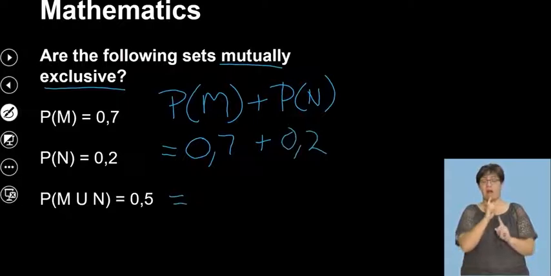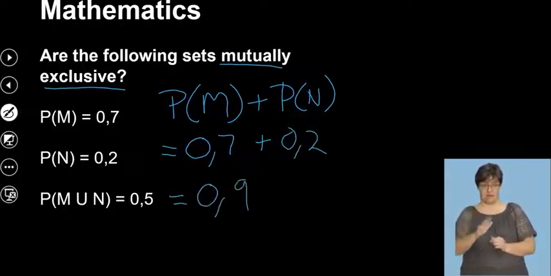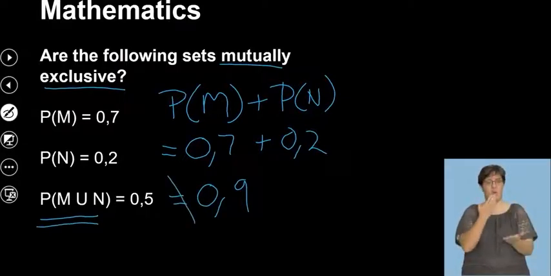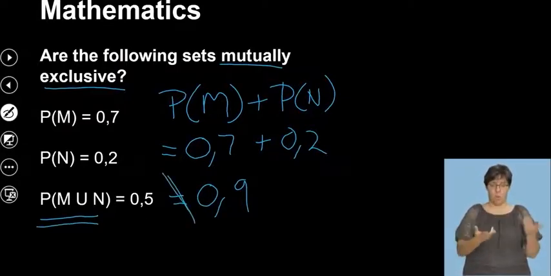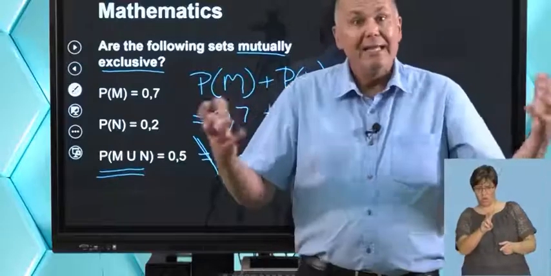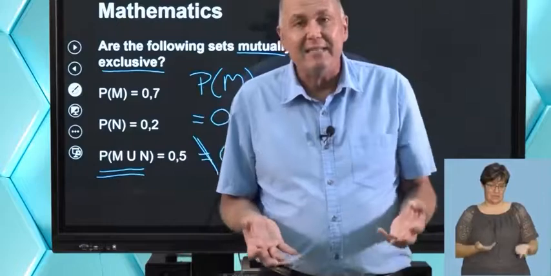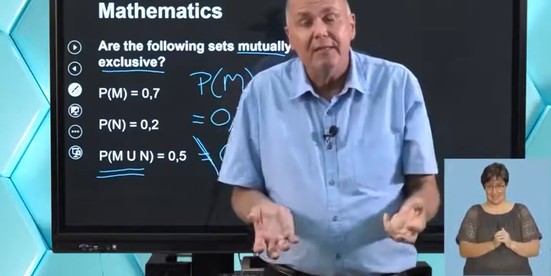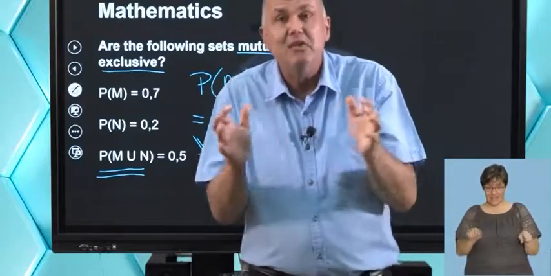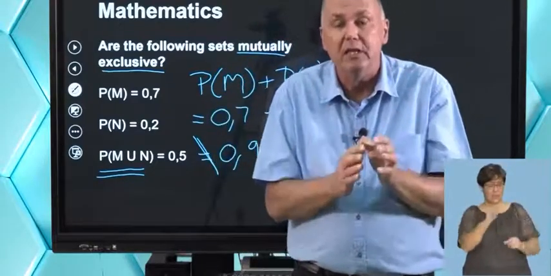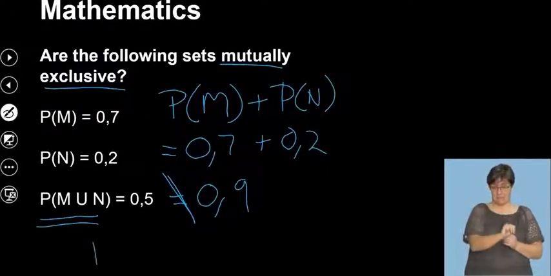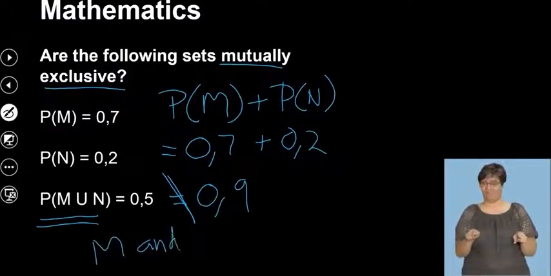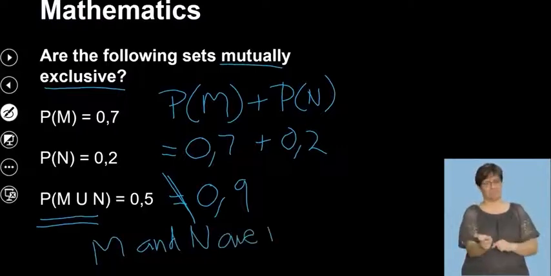And look what we get. We get an answer of 0,9. Can you see that this is not equal to the probability of M or N? So it breaks apart. It doesn't look like it's following the identity. Well, you might scratch your head and say, have I made a mistake? No, you haven't made a mistake. The reason that these two do not add up, they are not equal, is because M and N are not mutually exclusive.